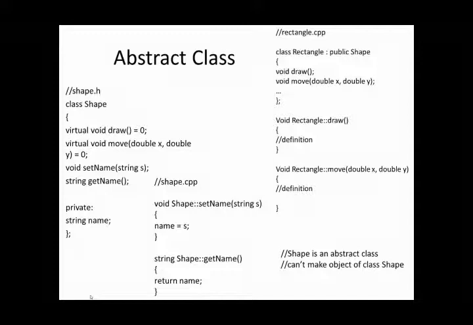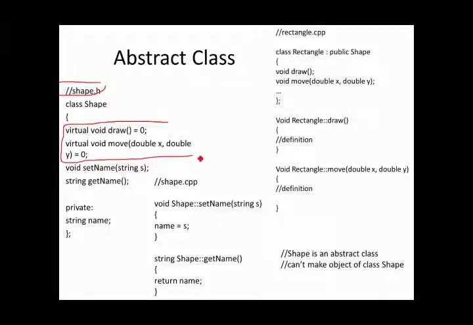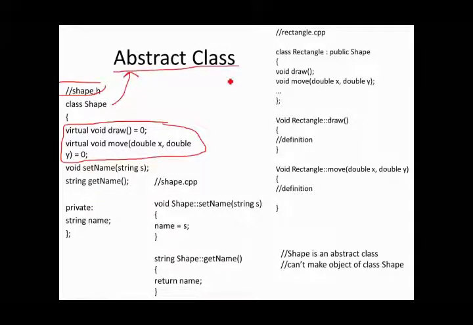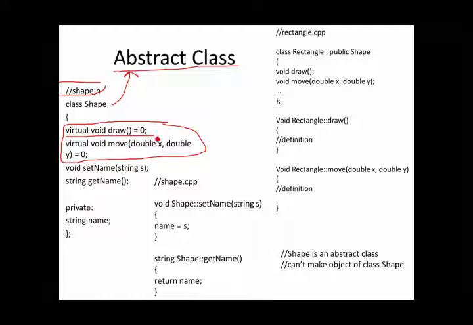So here's my example. Here I have a shape.h. Notice if you look through the shape class, I have two functions in there that are pure virtual functions. So automatically we know that shape is an abstract class. So just having one pure virtual function makes the class abstract. In this case, shape has two, so obviously class shape is abstract.